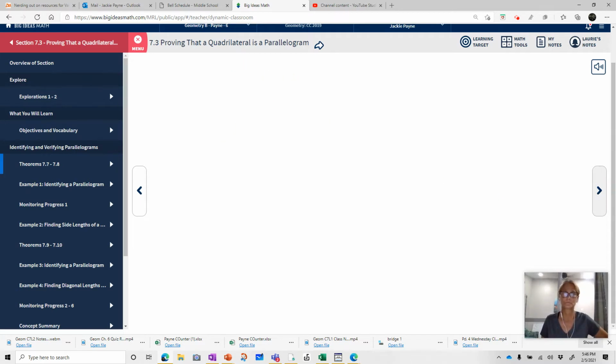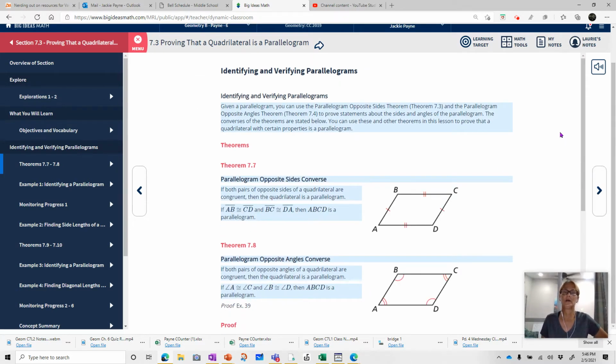Here we go. Given a parallelogram, you can use the parallelogram opposite sides theorem, which is 7.3, and the parallelogram opposite angles theorem, which is 7.4, to prove statements about the sides and angles of the parallelogram. The converses, which were 5 and 6, were different theorems, so now we're going to talk about the converses of all 4 of those. You can use these and other theorems in this lesson to prove that a quadrilateral with certain properties is a parallelogram. So here is 7.7.